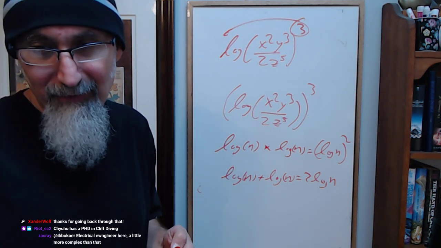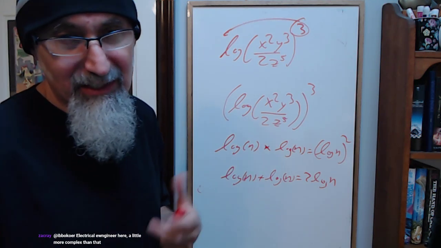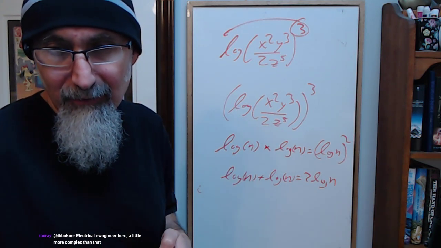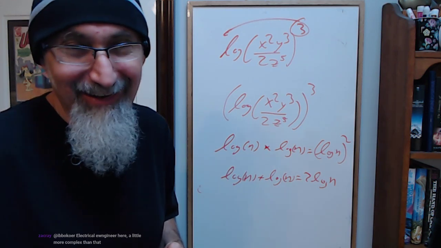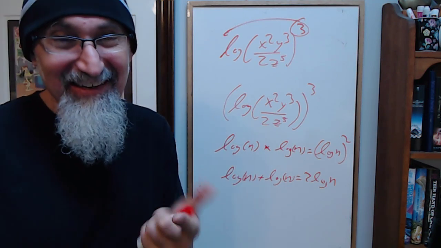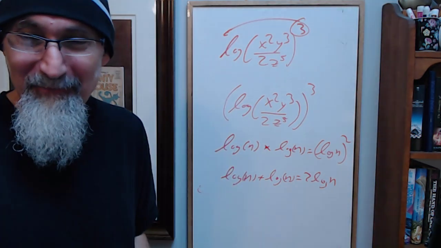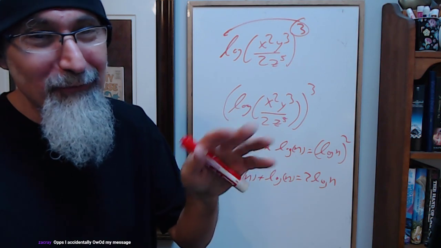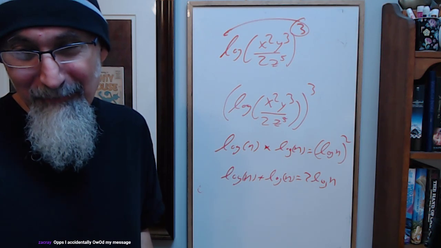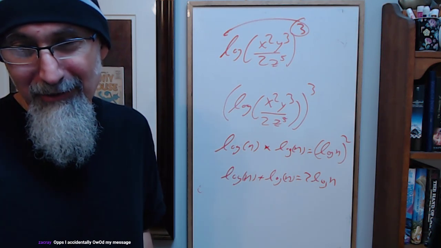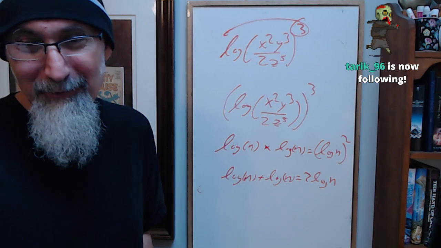Okay. Hello, do you have a PhD? No PhD in math. I got my degree in geophysics and minor in mathematics. Thanks for going back through that. Oh, my pleasure. Xander Wolf, Chicho has a PhD in cliff diving. To a certain degree, I would give myself a master's in cliff diving, cliff jumping, right? Maybe second year, third year PhD student. Electrical wind engineer here, a little more complex than that. Oops, I accidentally deleted my message.